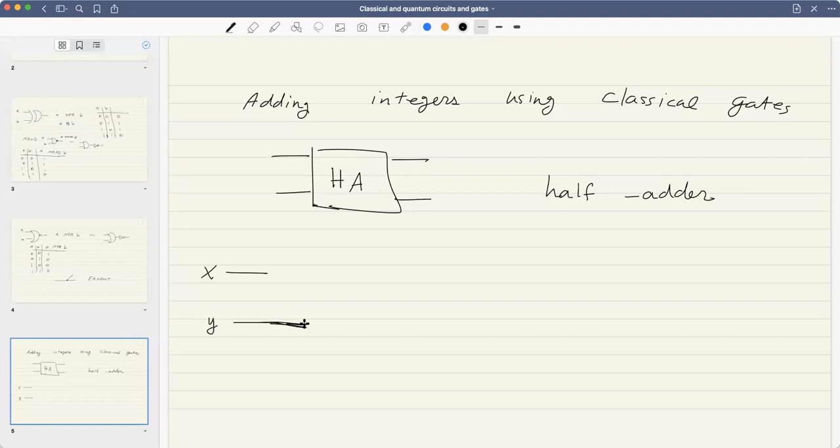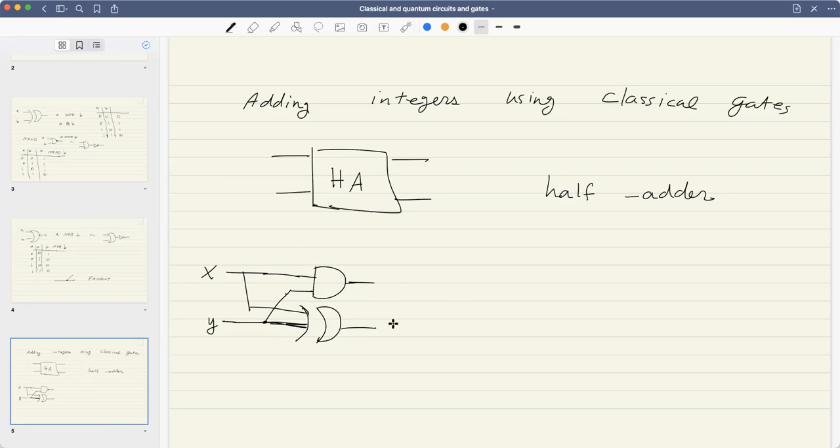And here I output X. X or Y. So let me fan out here, pass it on to this XOR at the bottom. And then here, I can take the Y and combine it with X. So here I do X and Y.